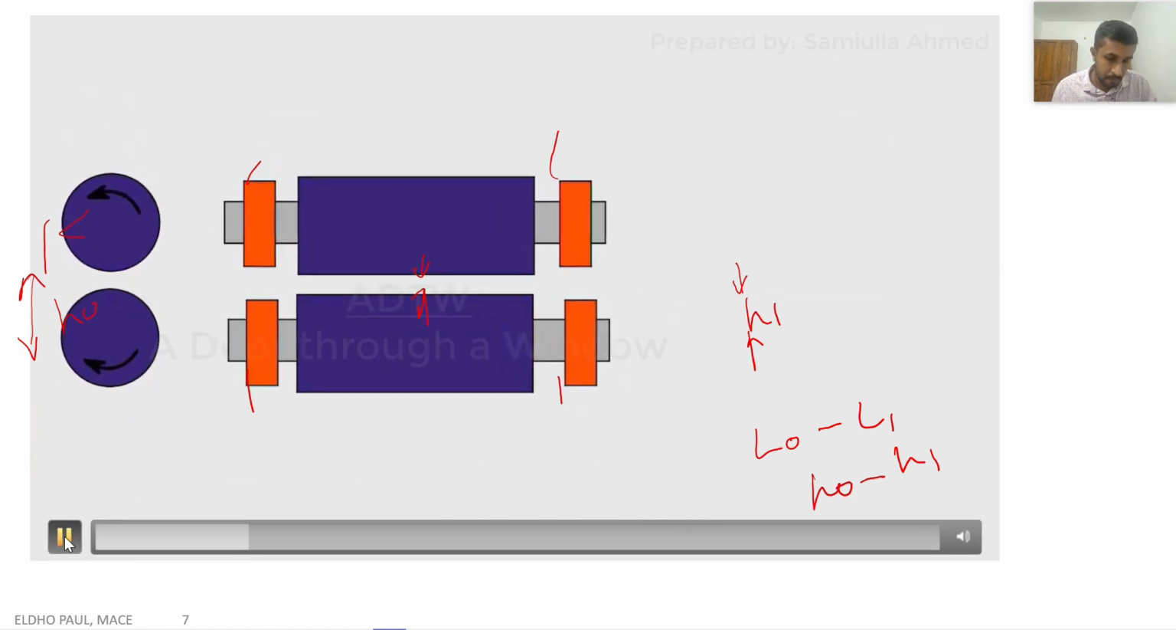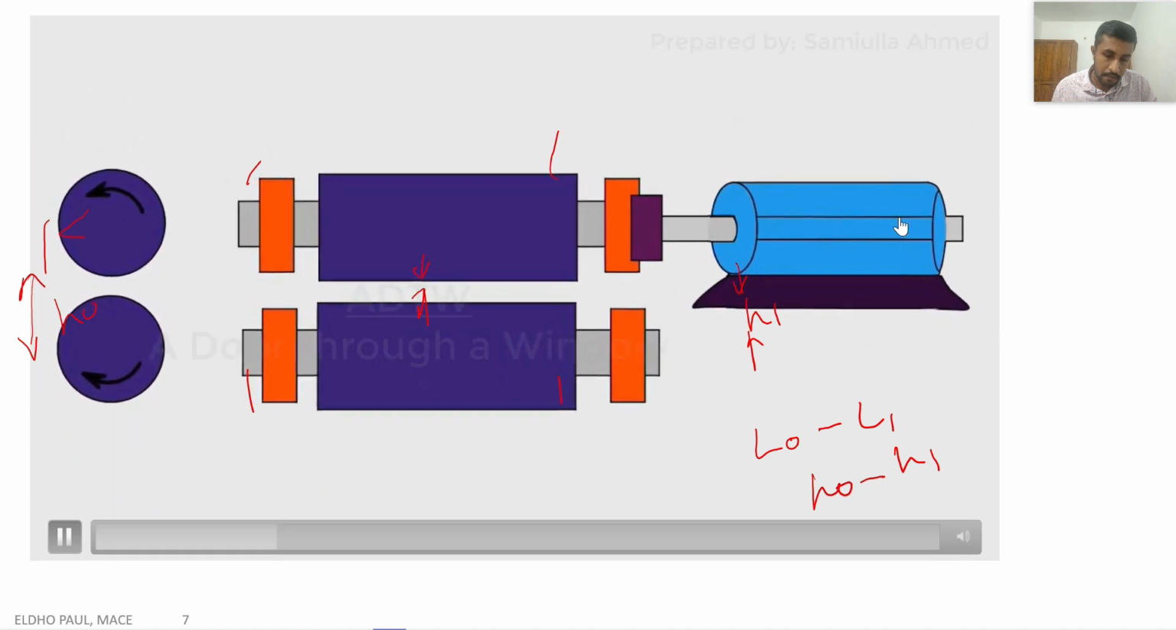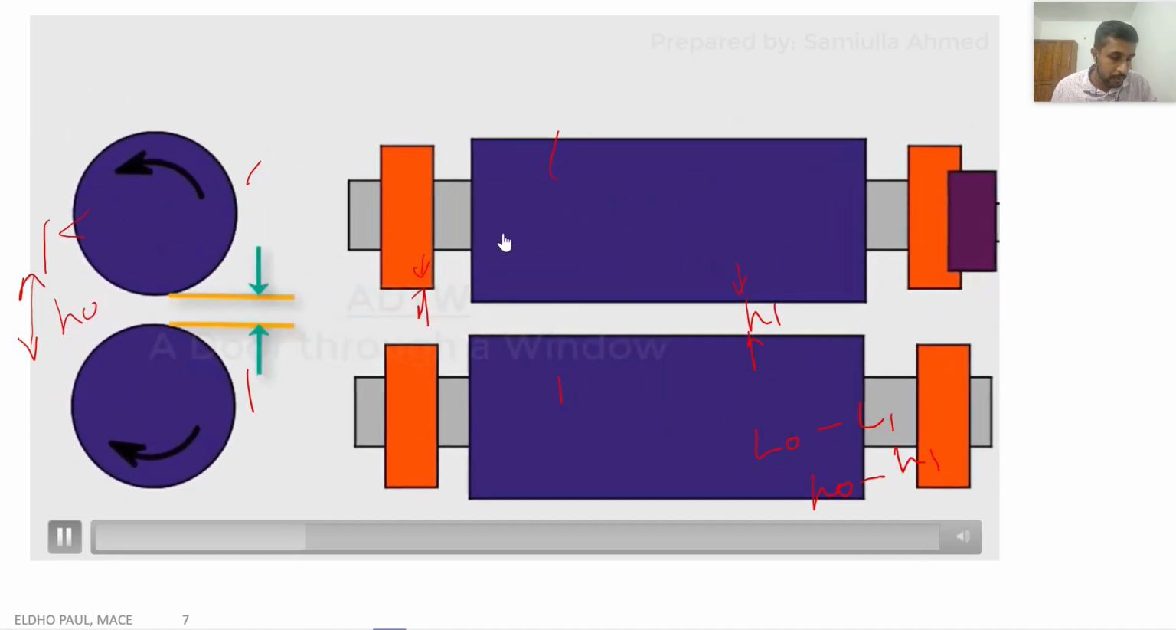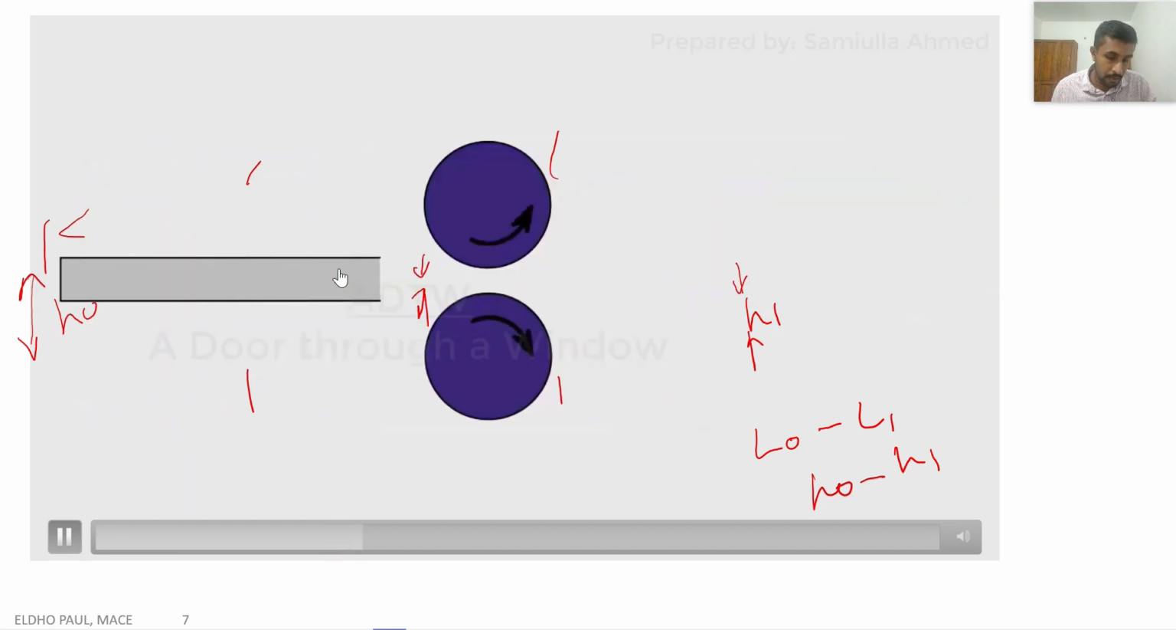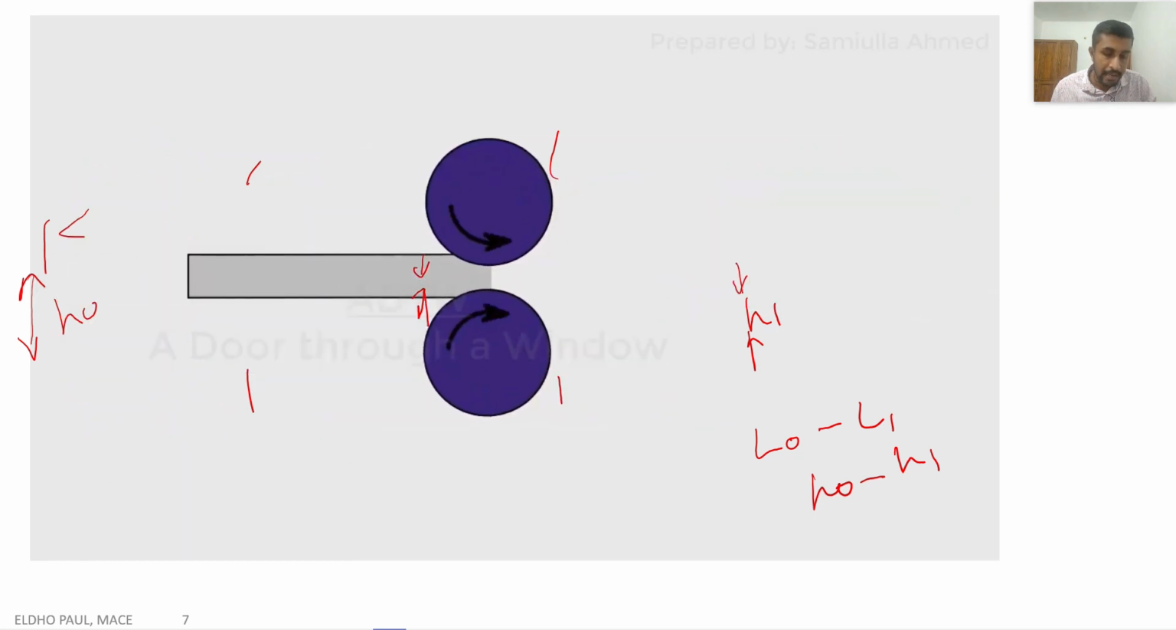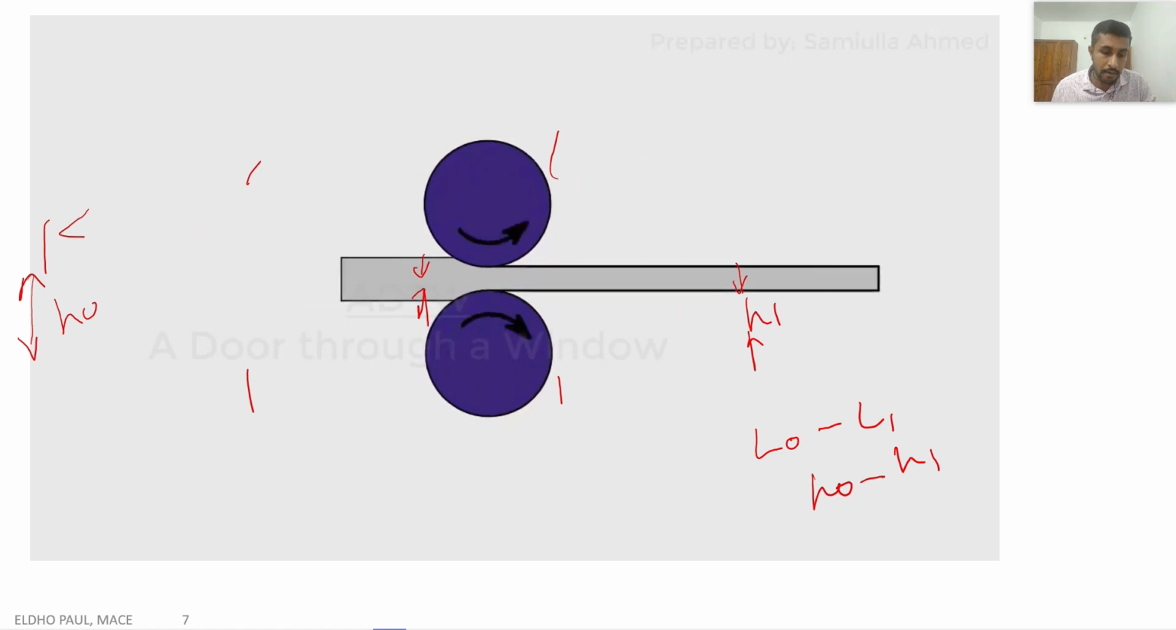Supported on bearings and driven by a powerful motor. See this powerful motor is connected to the rollers. The gap can be adjusted as required. So this is the gap between the two rollers, a regulated opening. In the rolling process, this gap is actually the thickness of the final product.